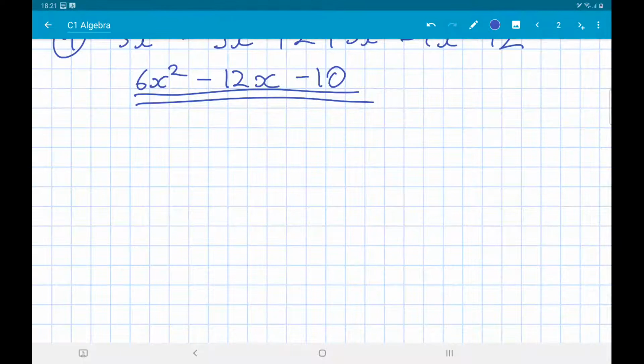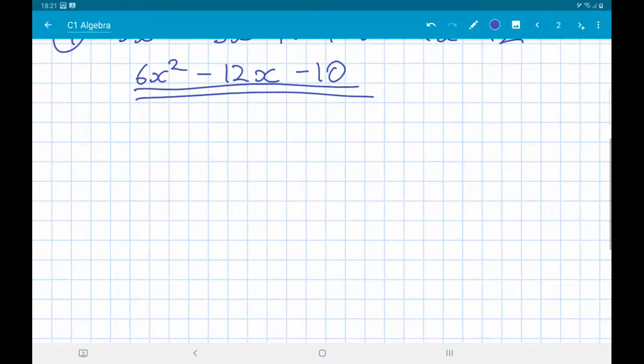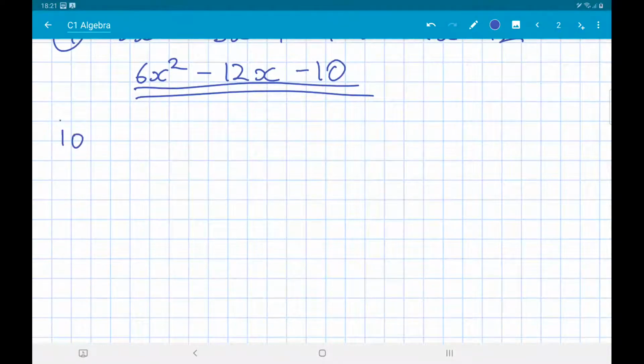Pardon me, having a bit of an allergic thing going on in my nose. Should be alright though. Cool, number 10.